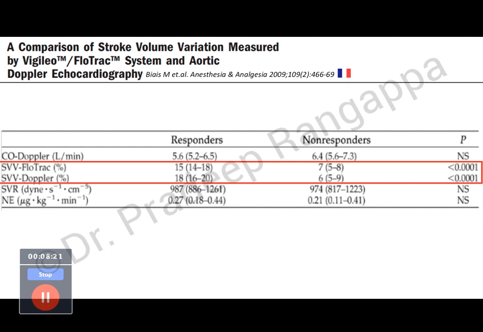Okay, so let's look into the head-to-head studies which have compared the stroke volume variation done by these cardiac output monitors with the LVOT VTI or stroke volume determined by echo. This study came from the French group in 2009. As you see, they looked at the stroke volume variation measured by FloTrac, which is a cardiac output monitor, and compared it with the stroke volume variation measured by echo Doppler. They found good concordance in responders, and even in non-responders, which means both were statistically significant and remained concordant in responders and non-responders. They didn't move in opposite directions.